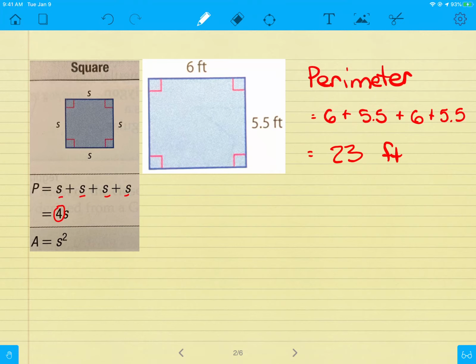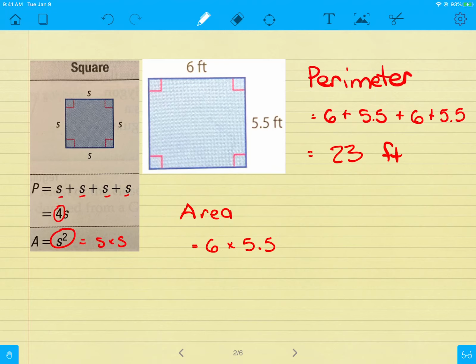But let's talk about area. Area is not the fence. It's not the distance around the object. Area is the space on the inside. It's the actual number of little square tiles that you'd have on the inside. The formula says you just take one of the sides and you square it if it's a square, so one of the sides squared. Or in my case, I just take length times width, so 6 times 5.5. You're taking the sides times each other. That's what side squared means, side times side.